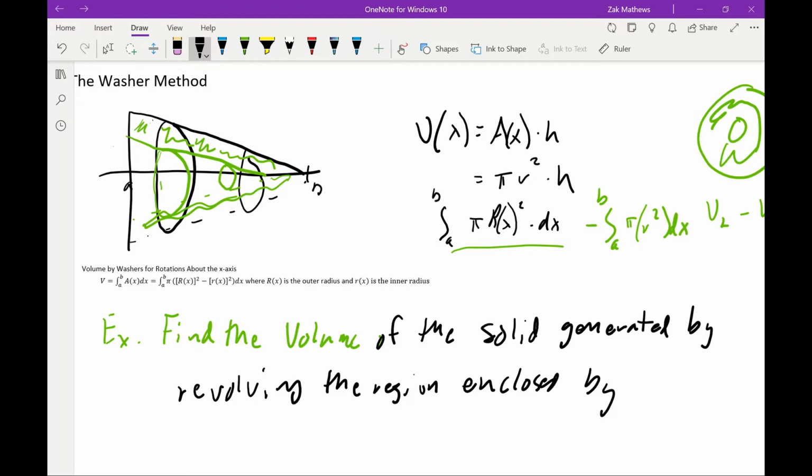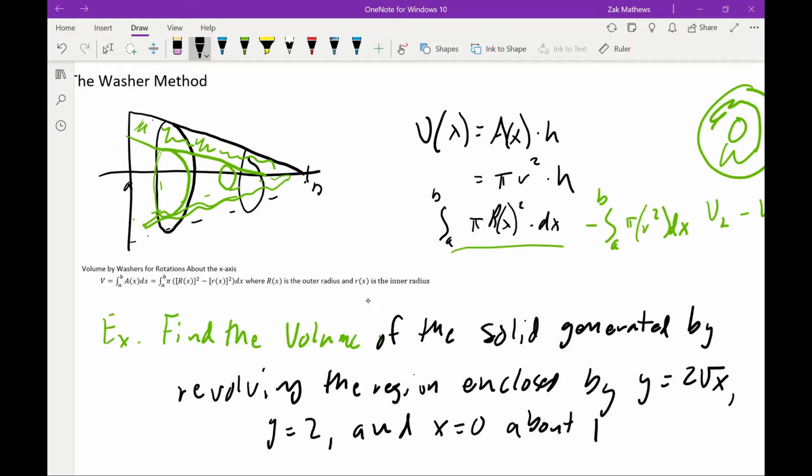let's take y equals 2 times the square root of x and y equals 2. I need a third one, so let me put a comma in there. So y equals 2 times the square root of x, y equals 2, and x is equal to 0 about the x-axis.